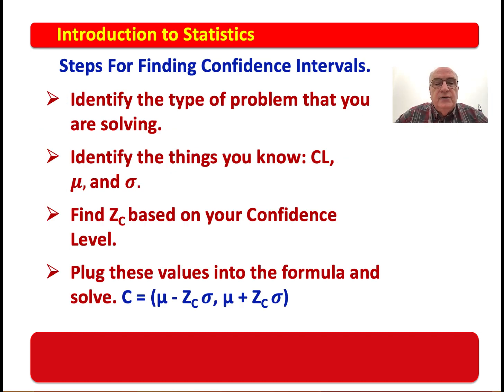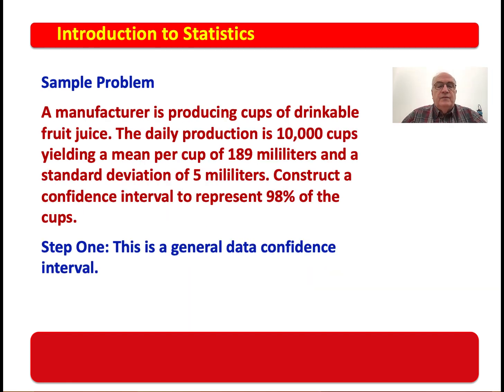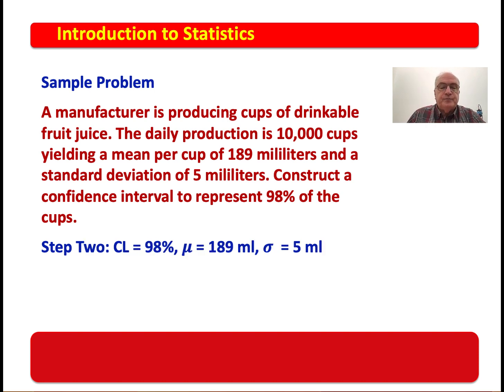Now, in order to do this, you identify the type of problem that you're solving. This is a general data confidence interval. Identify the things that you know: the confidence level, mu and sigma. Find your Z confidence based on your confidence level, plug these into the formula and solve. Not very hard. Step 1, this is a general data confidence interval. In other words, we're developing a confidence interval to look at general data and its distribution.